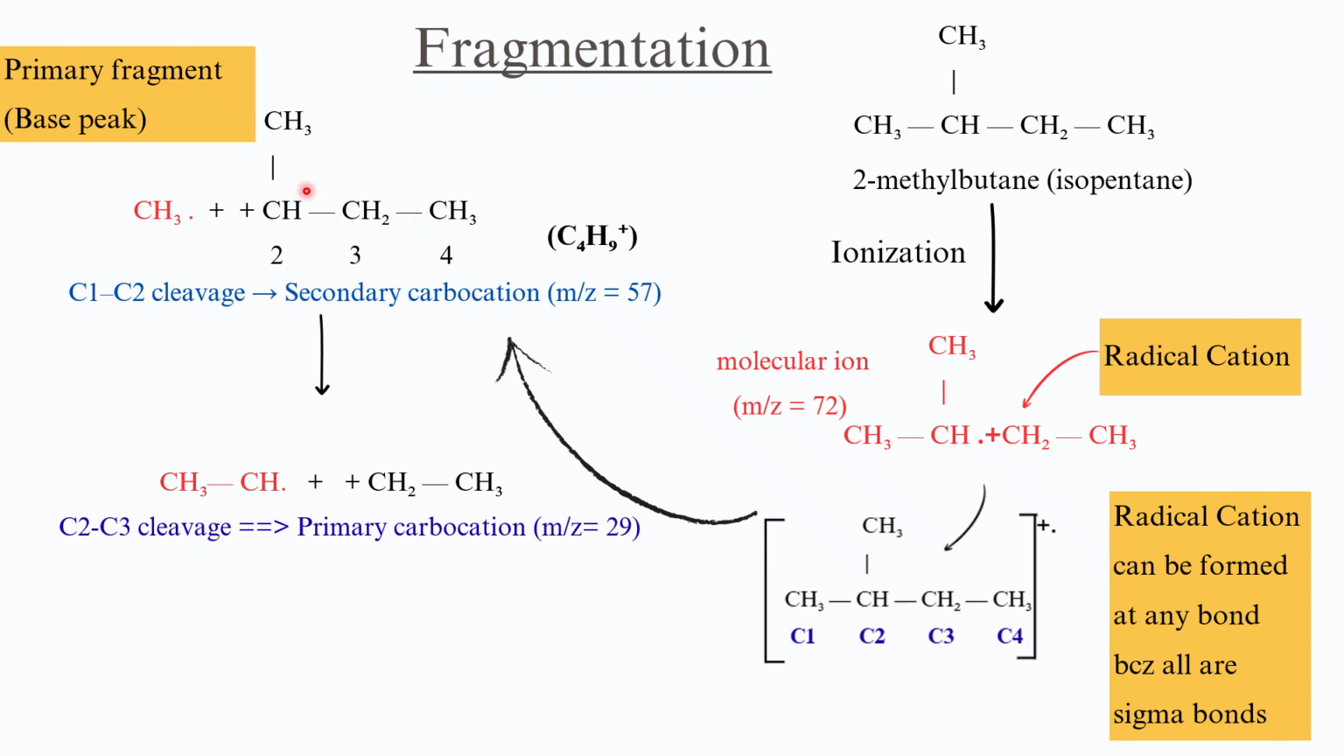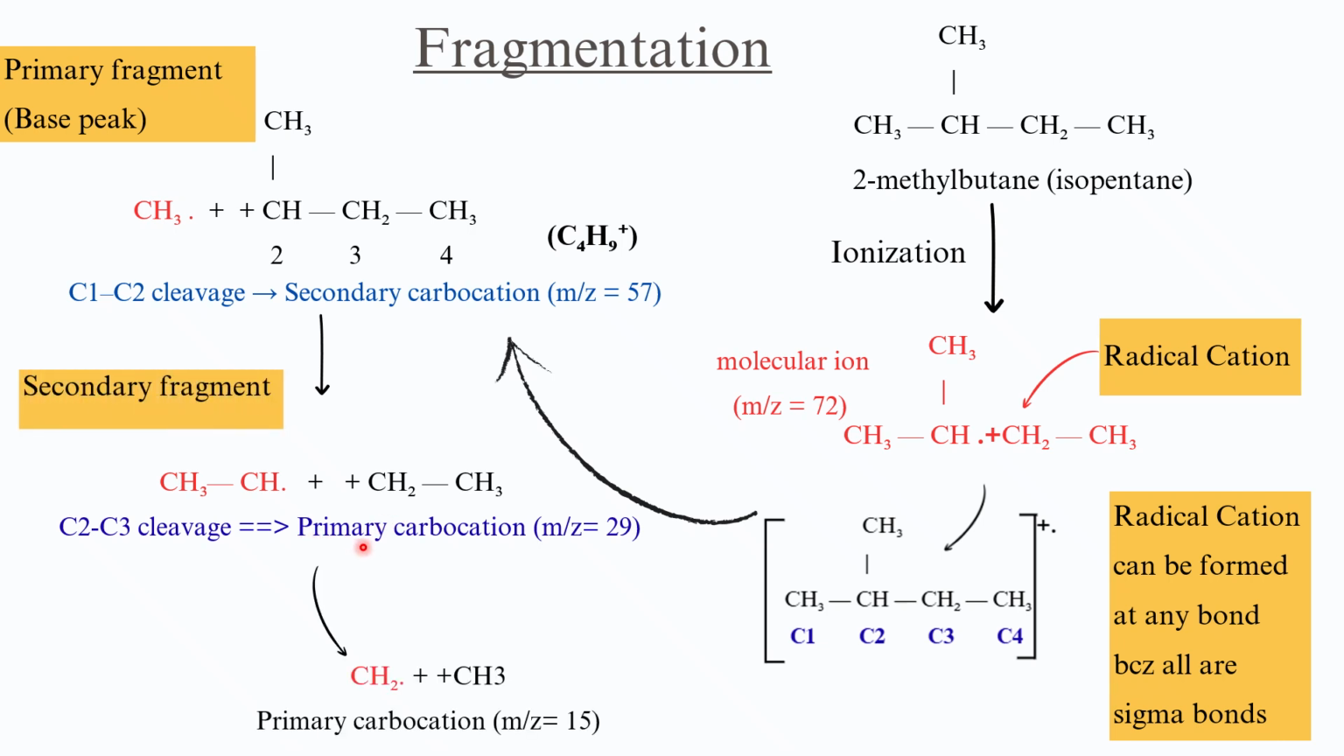I can see that if I break it this way, here I will get the radical and here I will get the carbocation. So here I am getting the primary carbocation, and this I will call my secondary fragment. Now this fragment can be further broken down, and when we break this particular fragment radical cation further, we end up with this. So this will be called my subsequent fragment. So this is how we follow the process of fragmentation.